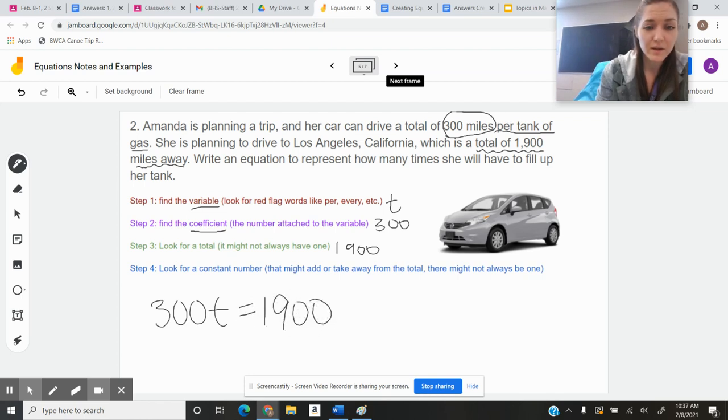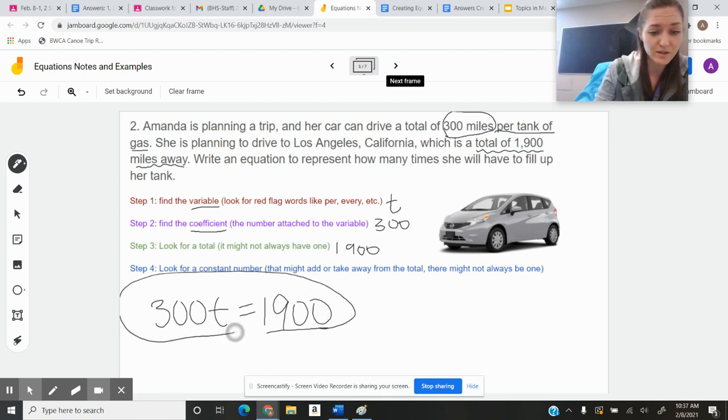There we go. So this equation represents how many times I would have to fill up my tank because I have the total miles I need to drive over here, and I have my 300 times t over here. Okay, so your answer for number 2 is 300t equals 1,900.